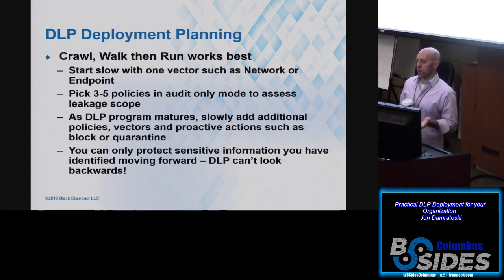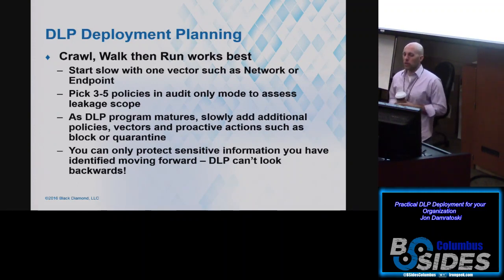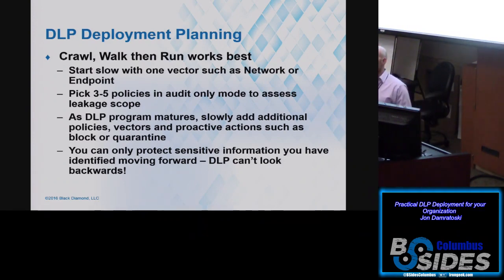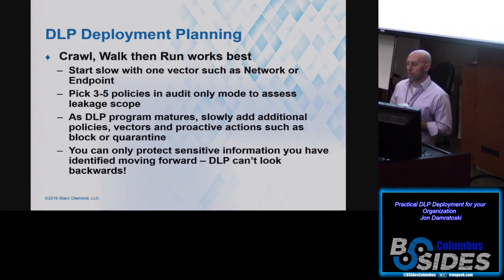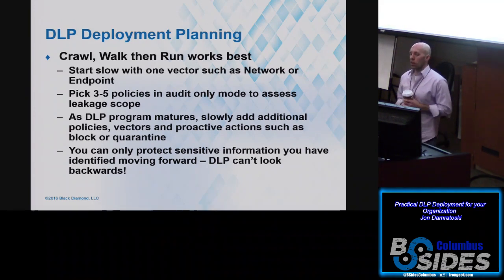Typically, we like to start with one vector. And the vector just depends over time. 5 years ago, it was just network. Everyone just wanted to monitor email. And the reason for that is that with web traffic, we've got proxy servers, so we've got some layer of protection going on there. Lately, some companies have decided to go just on endpoints and skip network, or a combination of both. Pick just a few policies to start with.